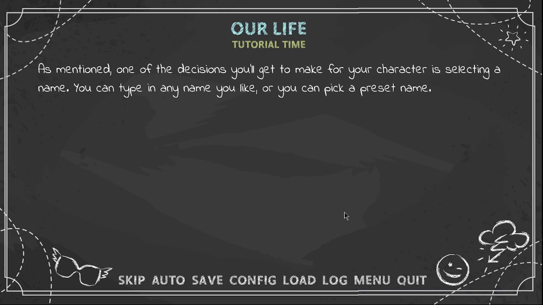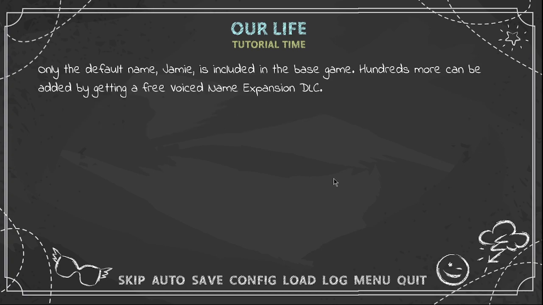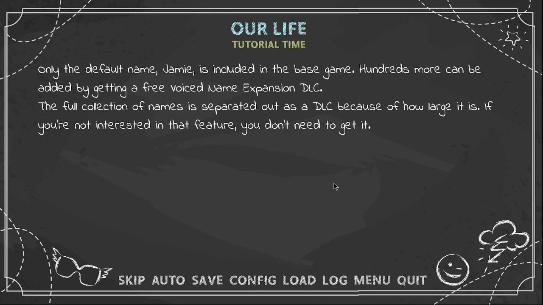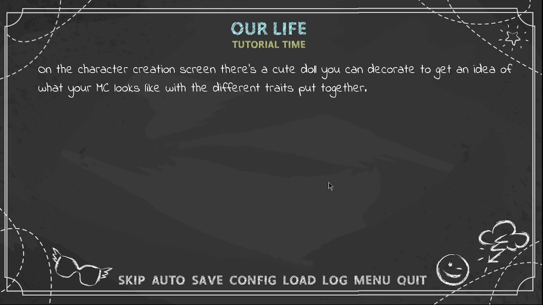As mentioned, one of the decisions you'll get to make for your character is selecting a name. Type in any name you like, or you can pick a preset name. Preset options are called voice names because their name will be voiced by the romantic lead. You'll get to hear them say your name as if you're playing the story. Only the default name, Jamie, is included in the base game. 100 more can be added by getting a free voice name expansion DLC. The full collection of names is separated out as a DLC because of how large it is. If you're not interested in that feature, you don't need to get it. Each name of the DLC belongs to or was selected by someone who is part of this project.